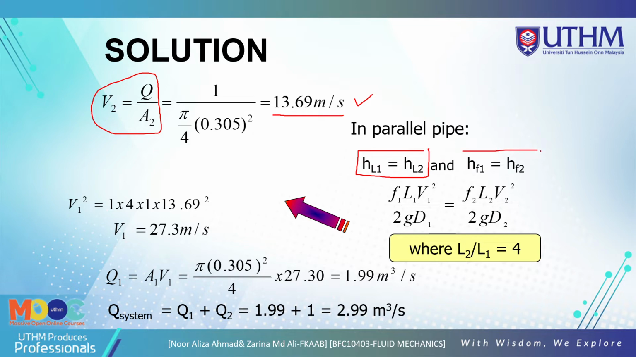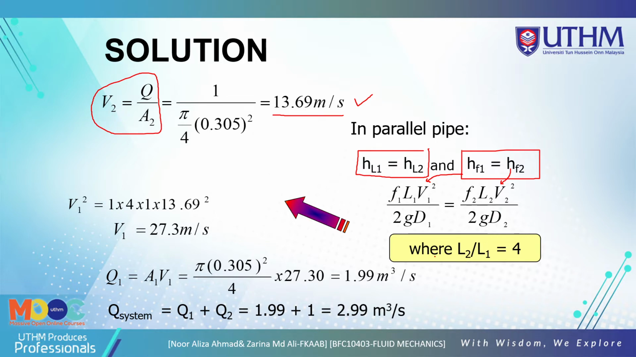Okay, because we neglect the HM, the minor losses, so they have no HM. So they only have the HF. So HF1 and HF2 are equal, so you just put the value here. Using this continuity equation, F1 L1 V1 squared over 2G D1 is equal to F2 L2 V2 squared over 2G D2. Okay, so you get this formula.